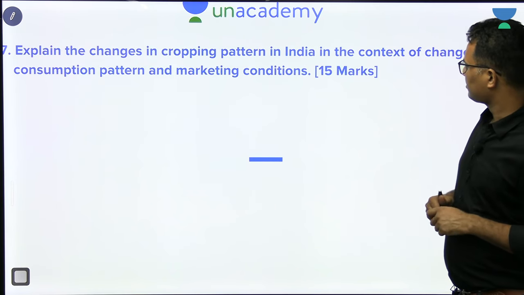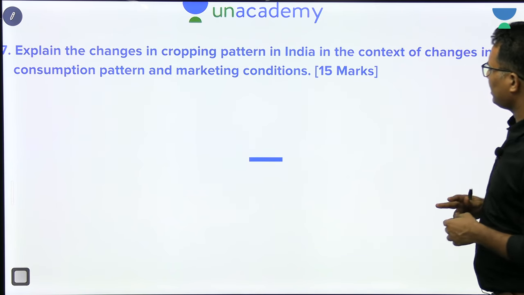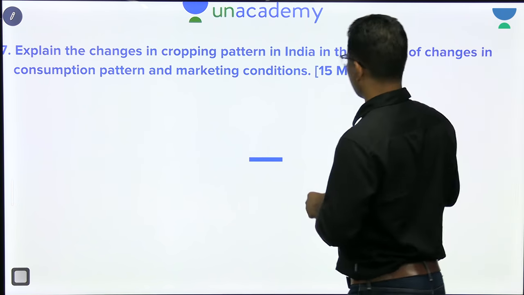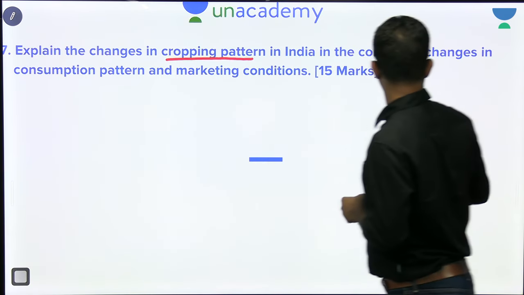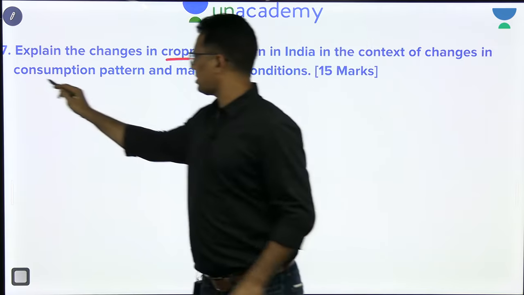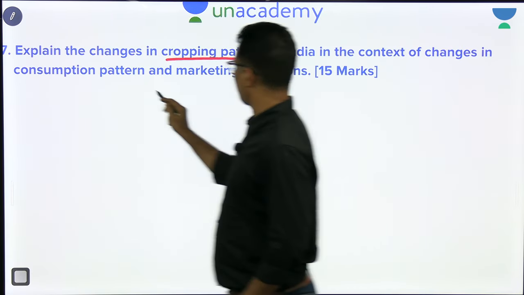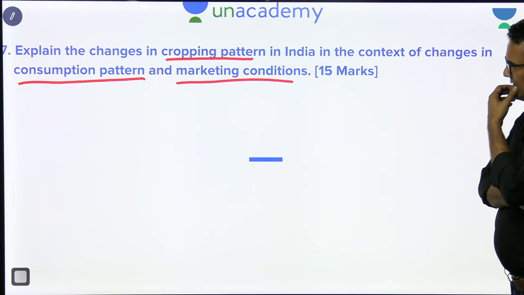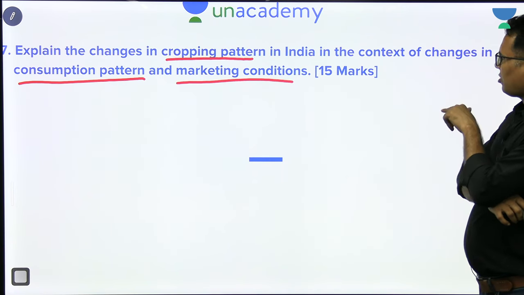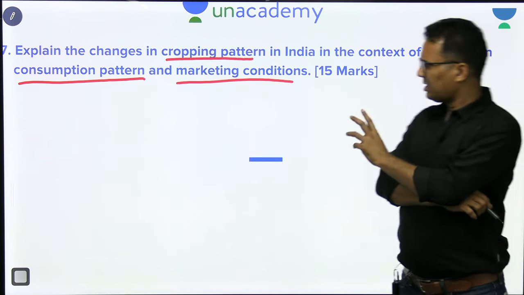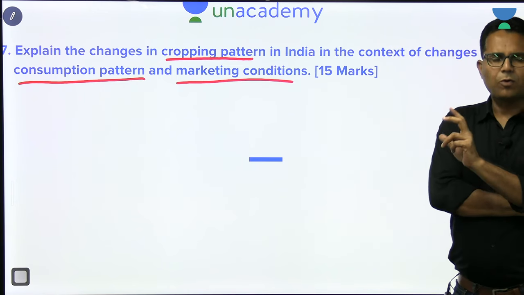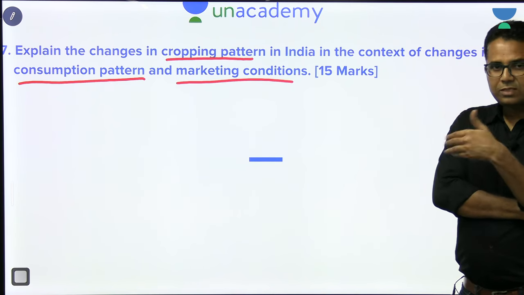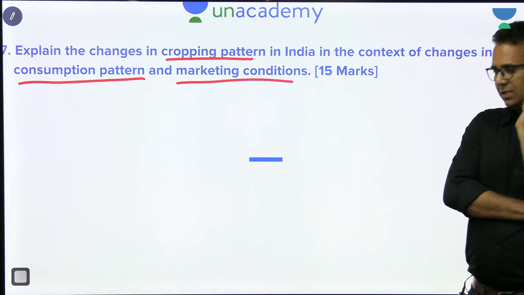Next question. Explain the changes in cropping pattern in India in the context of changes in consumption pattern and marketing practices. So, basically, you need to talk about how cropping pattern is changing because of the change in consumption pattern and because of the changing marketing practices.